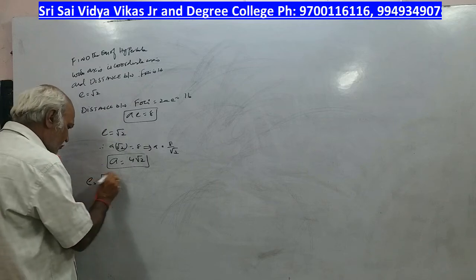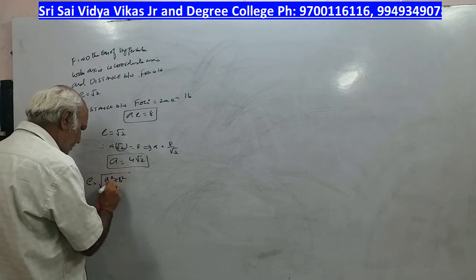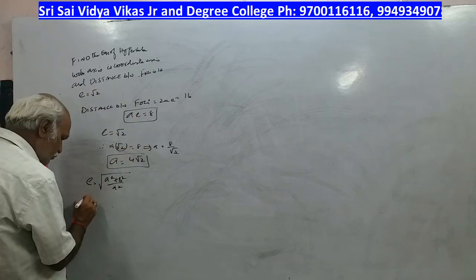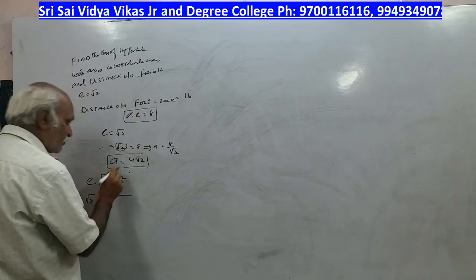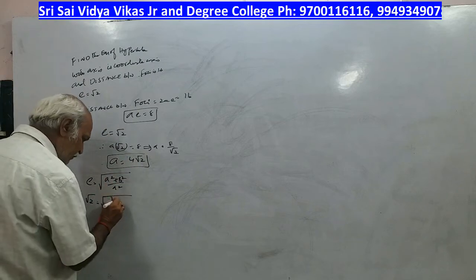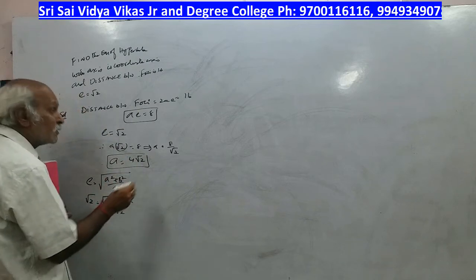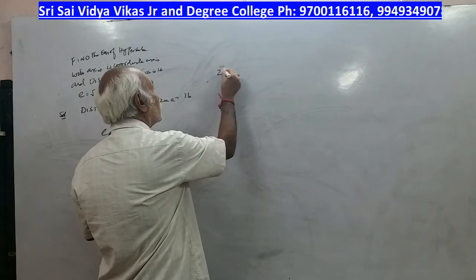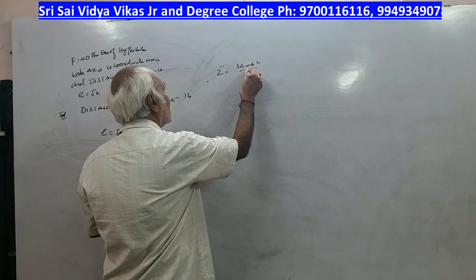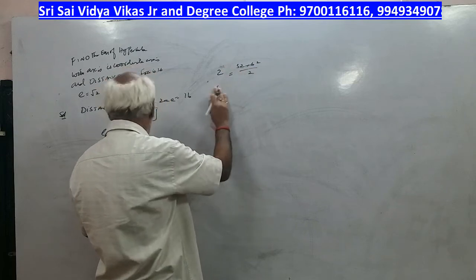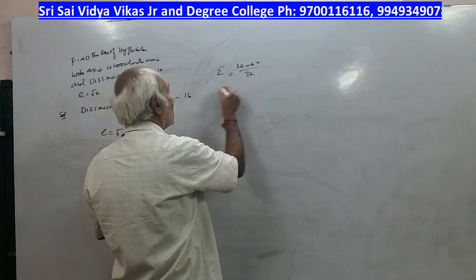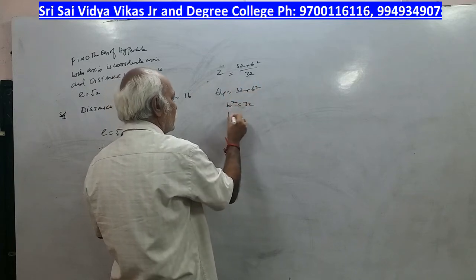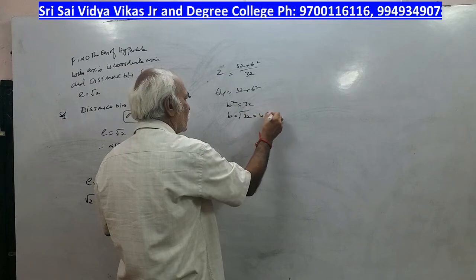Therefore e formula, root of a square plus b square by a square. e value given is root 2. Root 2 is equal to root of a square means 16 into 2, 32, plus b square by 32. So square both the sides: 2 is equal to 32 plus b square by 32. So cross multiplication: 64 is equal to 32 plus b square. So b square is equal to 32. b is equal to root 32, again 4 root 2 will come.